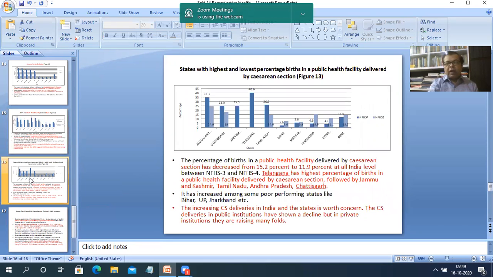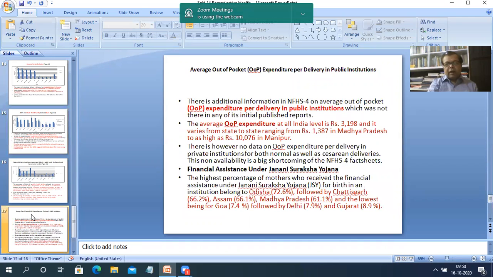Then states with the highest and lowest percentage of births in public health facilities delivered by cesarean section, and then average out-of-pocket expenditure per delivery in public institutions. So although I've provided the figures here, it is anybody's guess that the expenditure of cesarean section delivery is much higher in private hospitals.